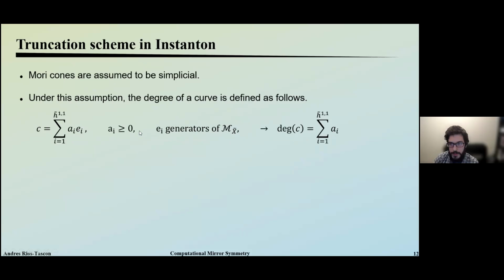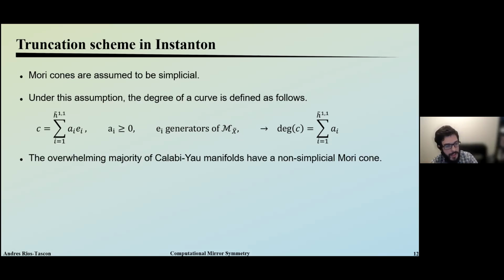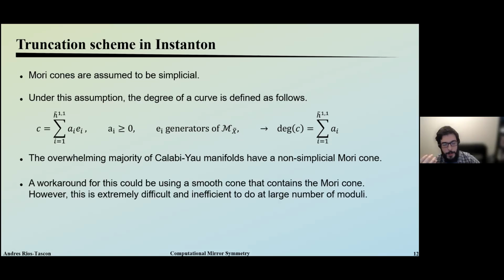You do this so that you can specify a maximum coefficient and get a consistent truncation of the series. The problem with this is that the overwhelming majority of Calabi-Yau manifolds have non-simplicial Mori cones. A possible workaround is to construct a smooth cone that contains the Mori cone. But this becomes really difficult and very inefficient due to the smoothness condition, because if you end up finding a smooth containing cone, the number of moduli is so much larger that you are not going to be able to compute any GV invariants for the real Mori cone.